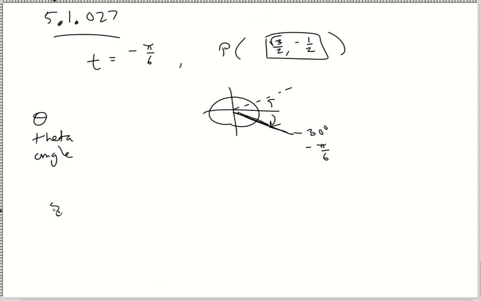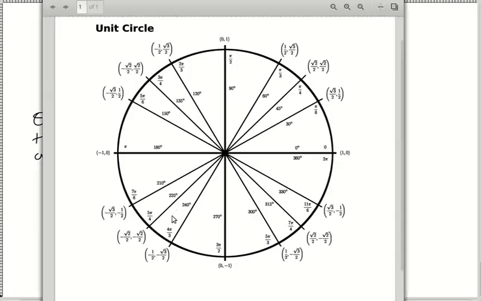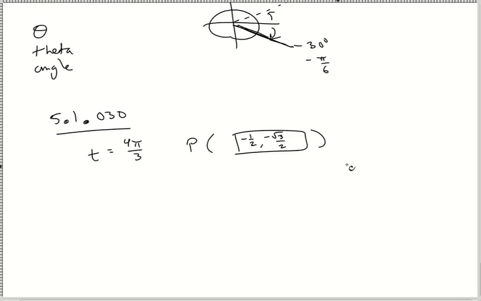So next question, 51030. I got t is equal to 4 pi over 3. What's the point? Where is it on the unit circle? This one's easy. 4 pi over 3 is right there on my unit circle. So just copy down this guy here: negative 1/2, comma, negative square root 3 over 2. Okay, that was the entire problem.